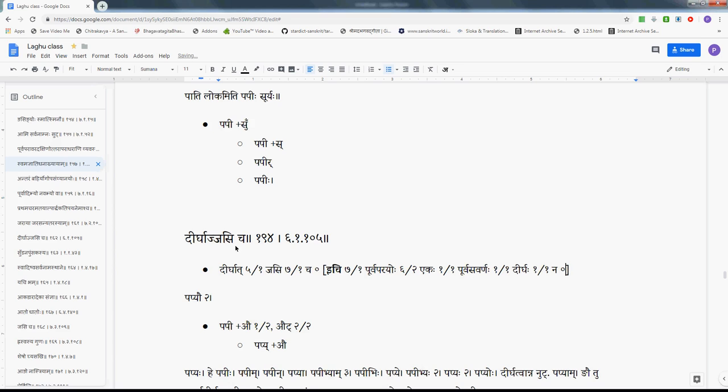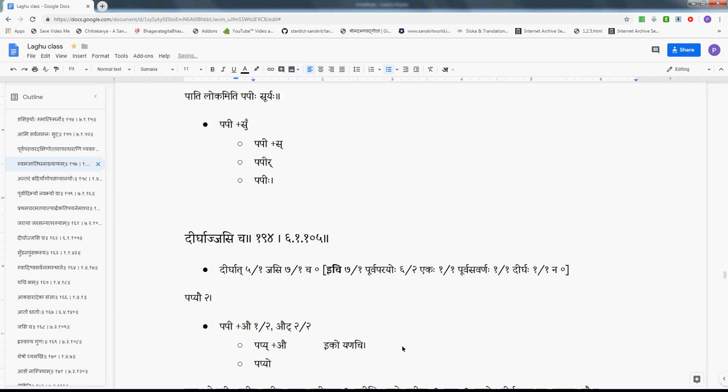So once purva savarna is denied, papi plus au has not become papi, then what will happen? It will have yana sandhi, by eco yanachi. See, if we didn't know any sutra, we would apply eco yanachi. But eco yanachi cannot apply if papi plus au has become papi by eka adesha. Therefore, this has to be denied, and that's the reason dirgha jasicha is reintroduced here, and the form will be papyau. Just varna melana here, papyau.